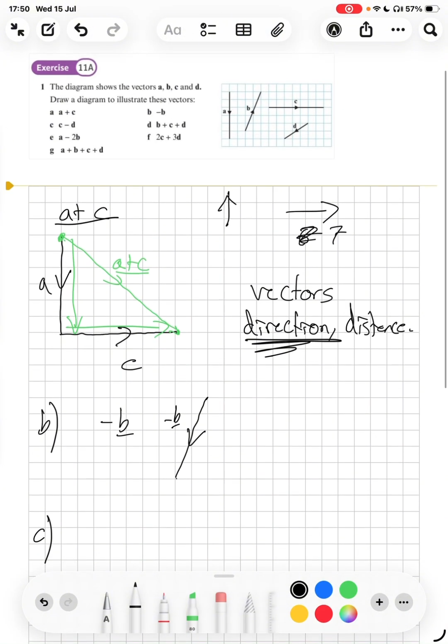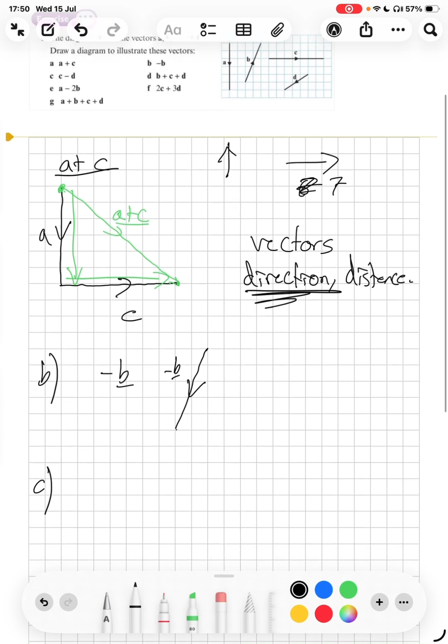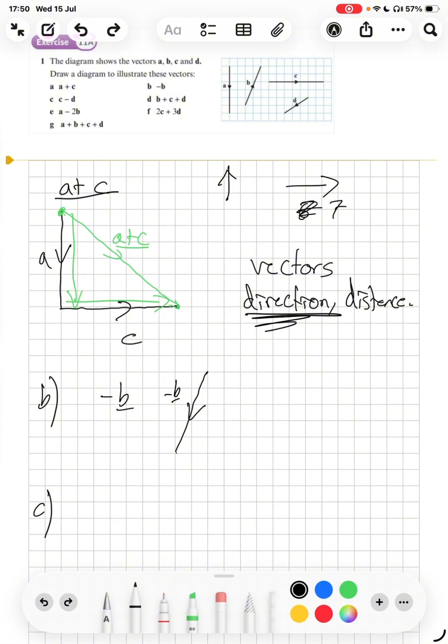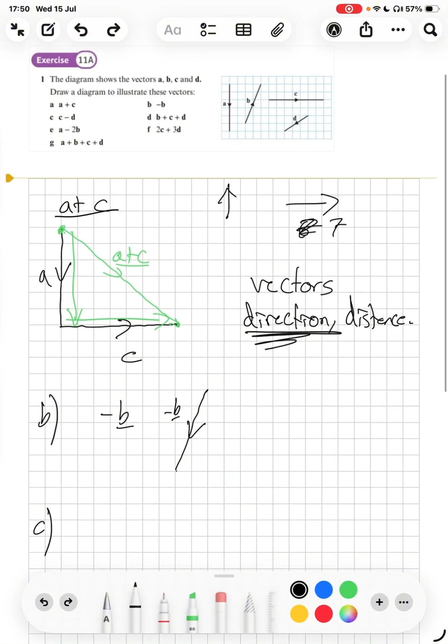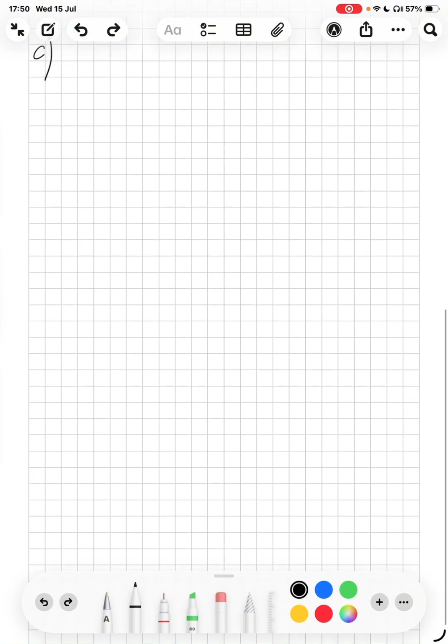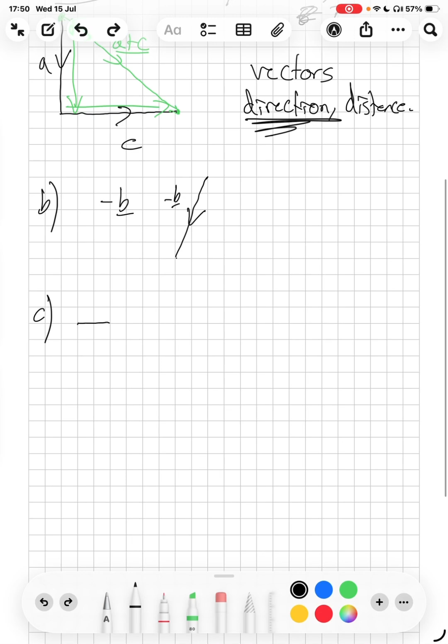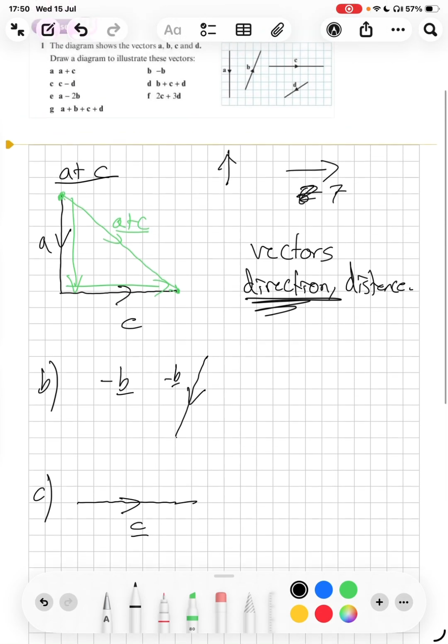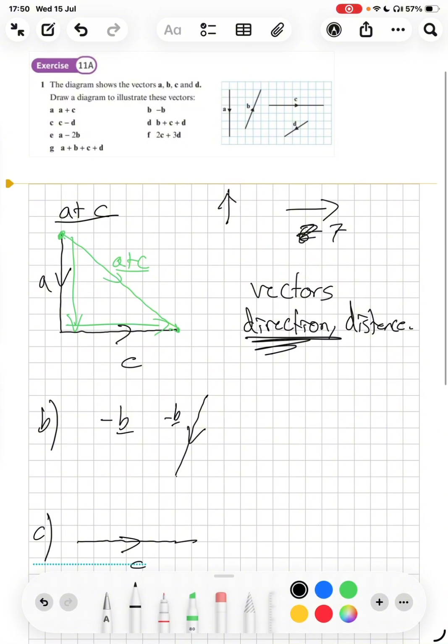Okay, C, we've got C take away d. They've introduced here negative b, which helps us determine what it means to add or subtract in terms of vectors. So let's start off with C. C, like we say, is across 7. So 1, 2, 3, 4, 5, 6, 7. We're going across 7. Now we're adding negative d. We're taking away d.